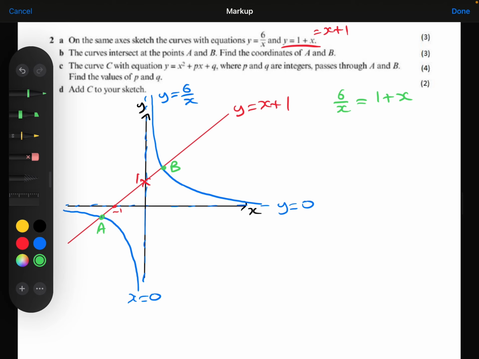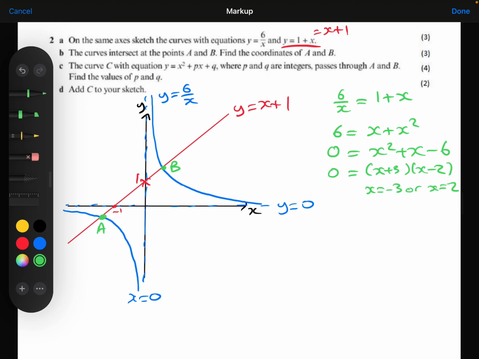Times both sides by x. Take the 6 away from both sides. I can now factorise the right-hand side. It's going to have to be a plus 3 and a minus 2. The 3 times the minus 2 gives the minus 6. The 3 plus the minus 2 gives the plus 1x. So therefore x equals minus 3 or x equals 2.